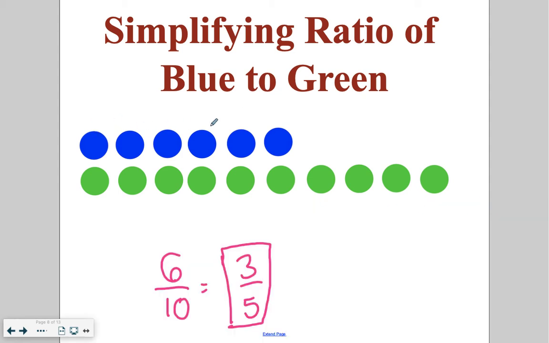So we start with 6 blues and 10 greens. Again, both of those can be divided by 2. So our final simplified ratio is 3 to 5. That means for every 3 blues, there's 5 greens. 3 more blues, 5 more greens.